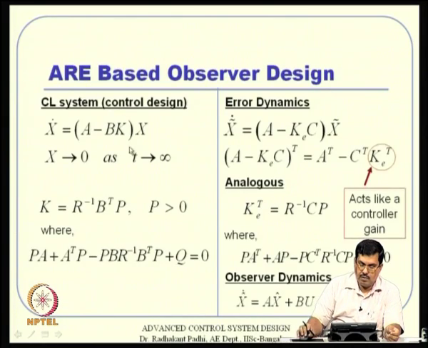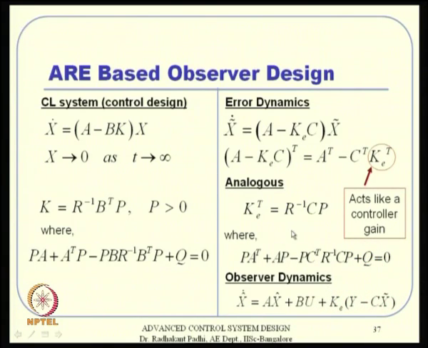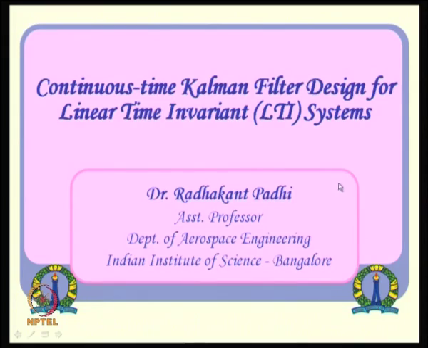If you see this closed loop system dynamics, we propose that this KE transpose should be designed similar to what we design as the LQR gain for the control design part. So, instead of R inverse B transpose P, we should have R inverse C times P, and this P should be a solution of this matrix equation. We continued with that, and then the observer dynamics turns out to be like this, with the way to design the observer gain.